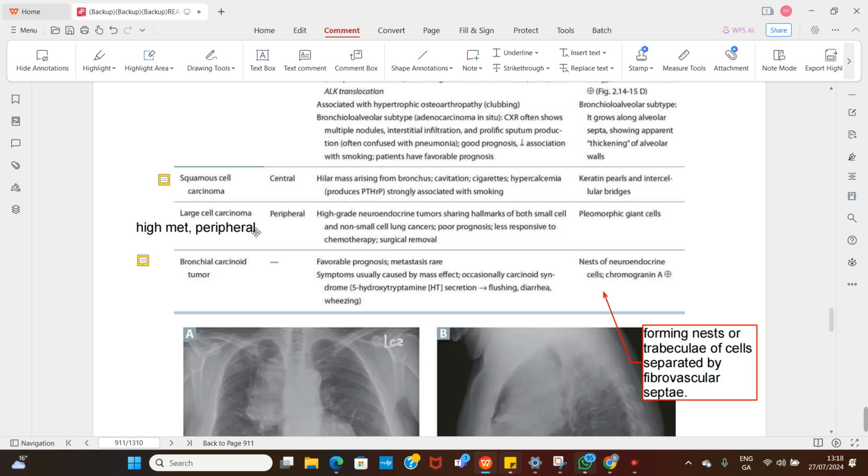What about your large cell carcinoma? It's peripheral too, just like adeno. What you just need to look out for is your pleomorphic giant cells. You think of large cell carcinoma.